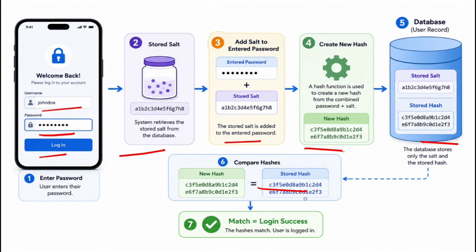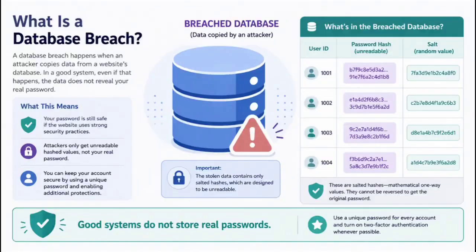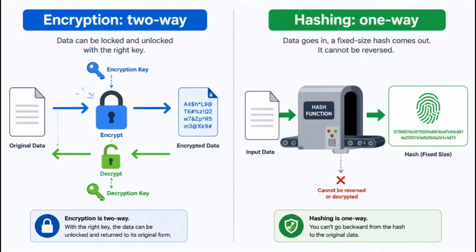Step 6: the database stores your account information, the salt and the hash. The real password should not be stored. The app remembers a protected result created from your password. It does not remember the actual password itself. Step 7 is the login match.